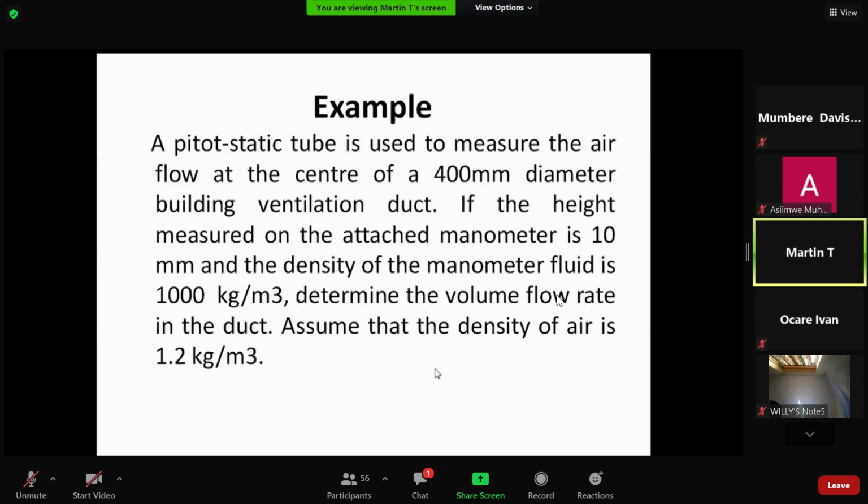Okay, so let's try to copy that example and work it out. Work it out and give me the answer. And let me see the time.